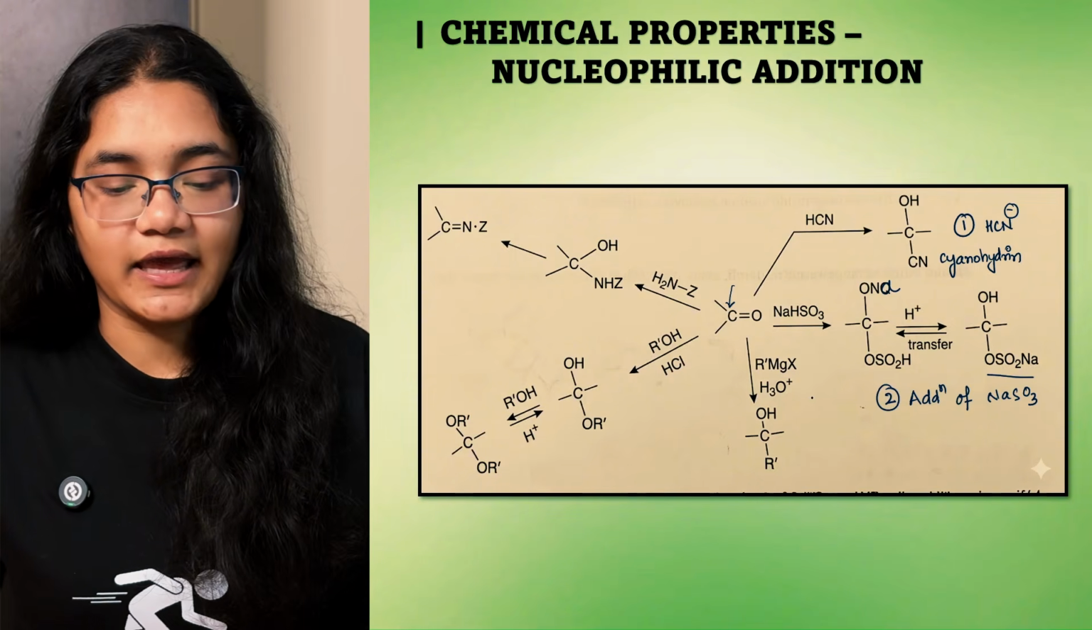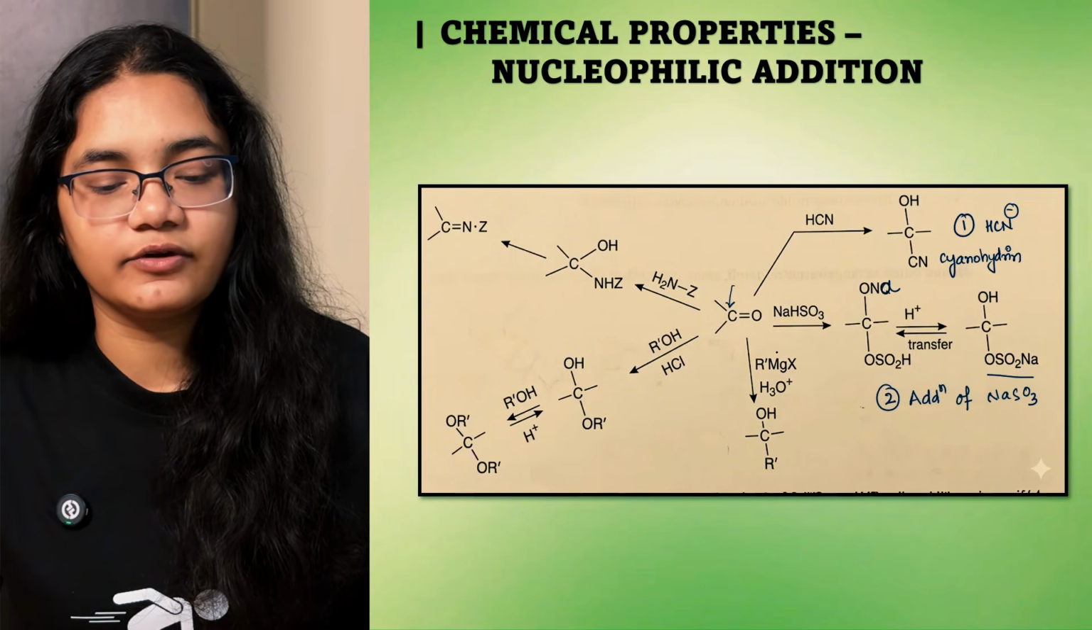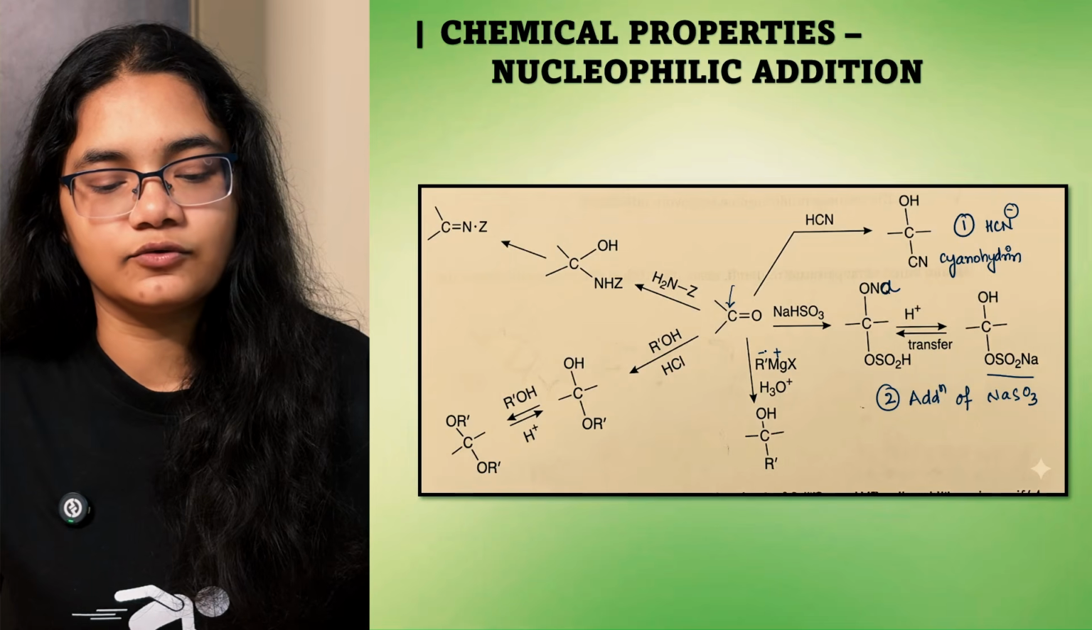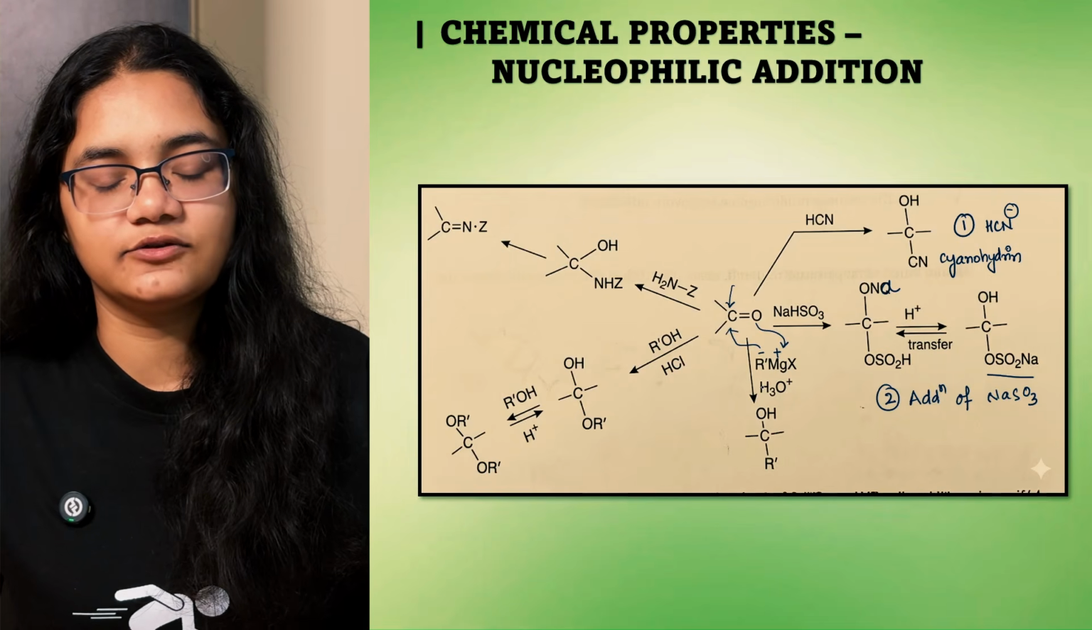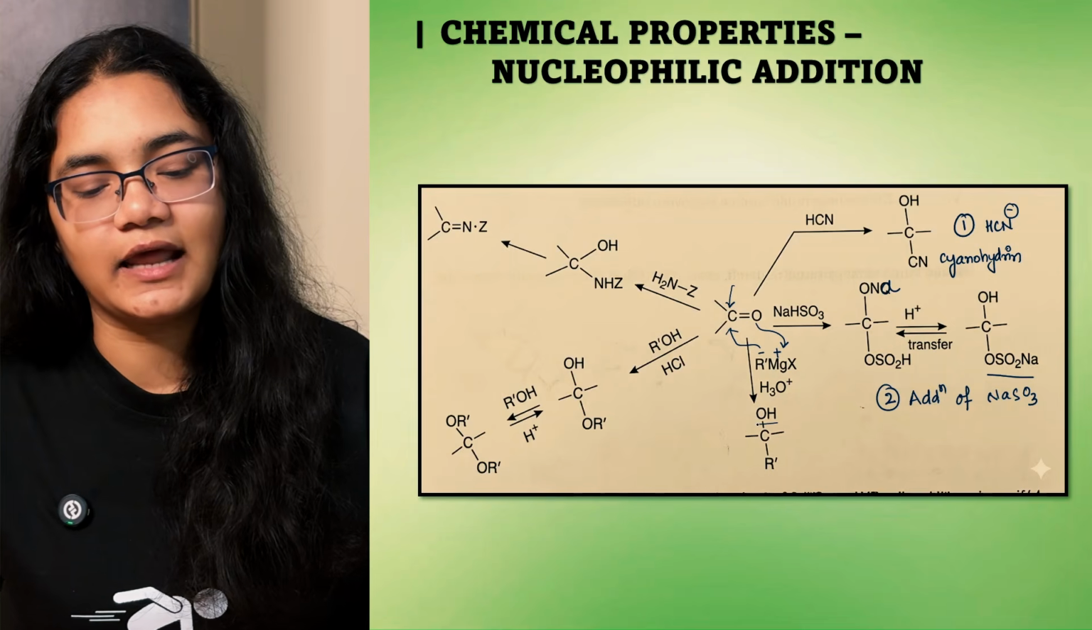Okay, next we have addition of Grignard reagent. In Grignard reagent, this is plus, this is minus. So the minus group attacks on this one, the O MgX attacks on this one. After that there is hydrolysis and we get an alcohol here.